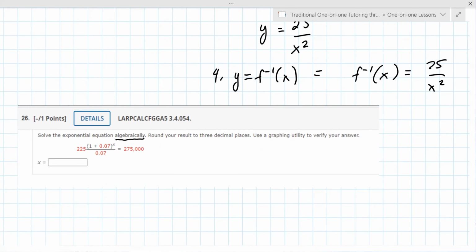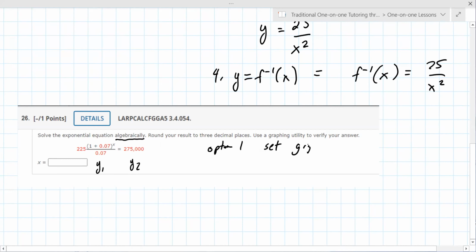Do you guys know if you'll be allowed to use a calculator? Yes. So our final is multiple choice, and we have calculator for the whole thing. All right. So one option, option 1, is you put this in y1 and this in y2, and you graph them and figure out where they intersect. That depends how comfortable you are graphing, because if you can't get your window right, that could be a problem.